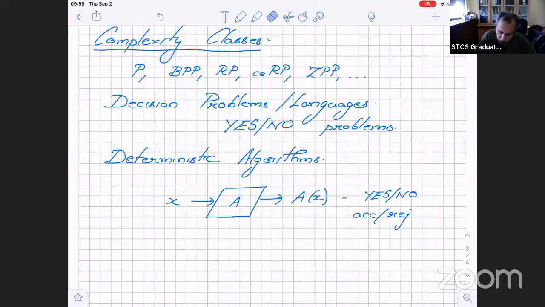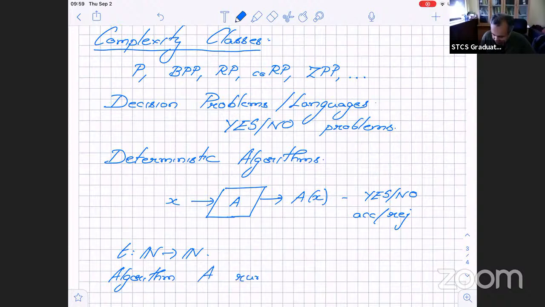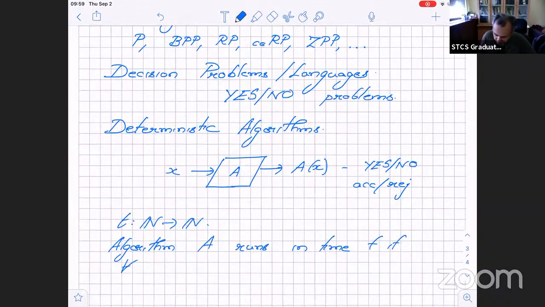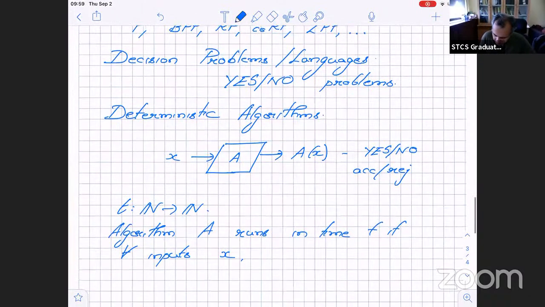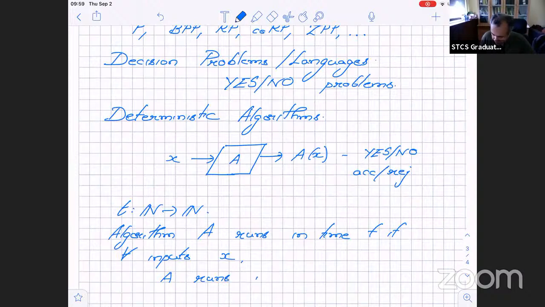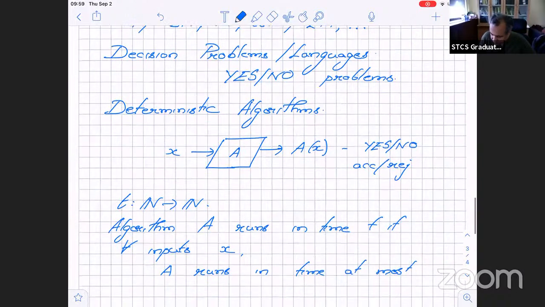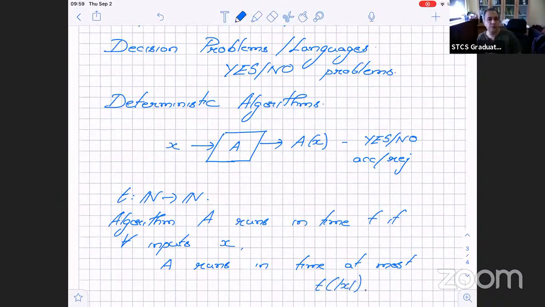We want to further talk about the time complexity of algorithms. So T is some function. We'll say algorithm A runs in time T if for all inputs X, A runs in time at most T of the length of X. You measure the running time of the algorithm in terms of the input length.